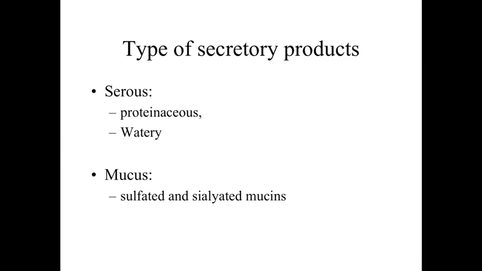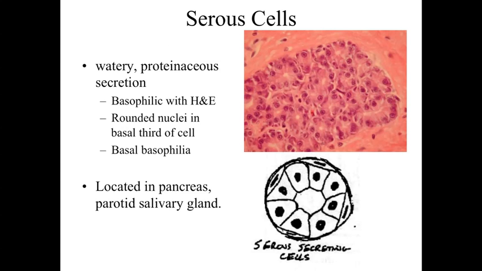Now, there are two primary types of secretory products, and we're generalizing this a little bit, but at least for this point, it's going to give you a basic understanding as we go through the course and look at this in much greater detail. The first secretory product is going to be a serous secretion. The serous secretion is a proteinaceous secretion, and it's a more watery secretion. In contrast, the second type of secretory product is going to be a mucus. A mucus is sulfated and sialated mucins, so it's almost like a stickier product. Both types of products are going to be needed within the body, and we'll find them in different locations.